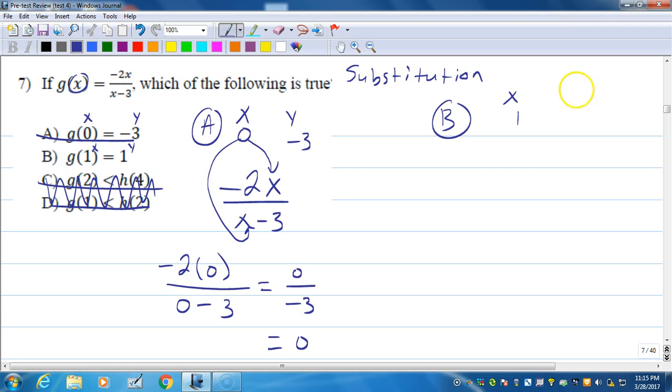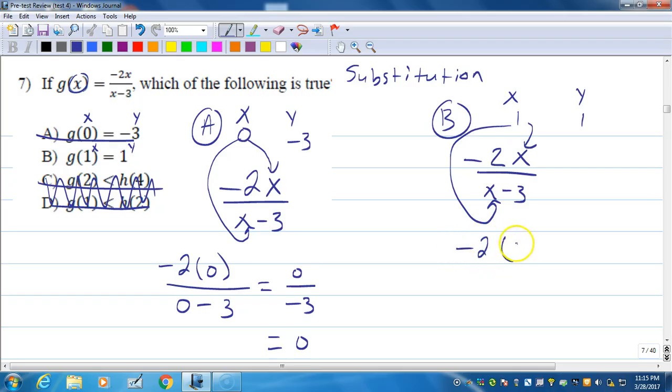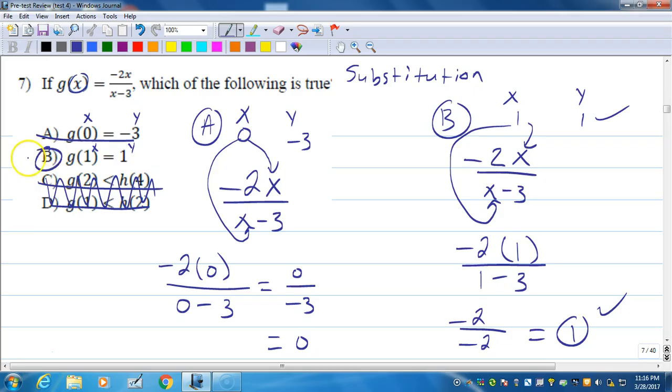Now let me show you why B is correct. x will be 1, and after you work it all out, you're going to get 1 as the answer. Negative 2x over x minus 3. So here's my x. Here's my other x. So negative 2 times 1 divided by 1 minus 3. Negative 2 times 1 is negative 2. 1 minus 3 is negative 2. A negative 2 divided by a negative 2 gives us positive 1, which is what we're looking for. That's why B is the answer.